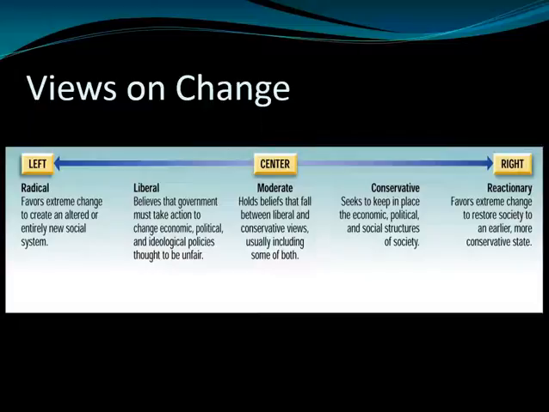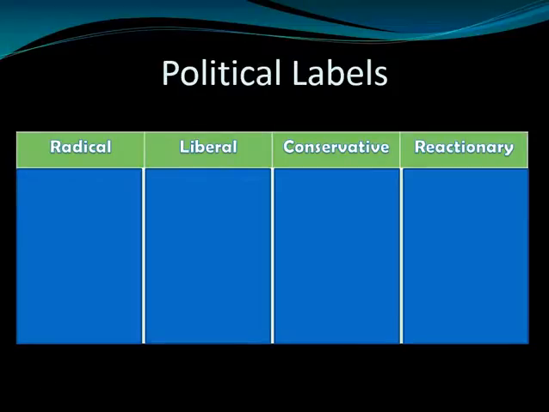Again, this is the same as the chart we looked at before, our views on change. Somebody who wants a lot of change, more towards the left. Somebody who doesn't want any change or actually wants to go back to the good old days, more towards the right. Now, we generally tend to define things in what we would call political labels, or political parties, if you will. And we're going to identify the political parties that generally tend to support those political labels: radical, liberal, conservative, and reactionary.